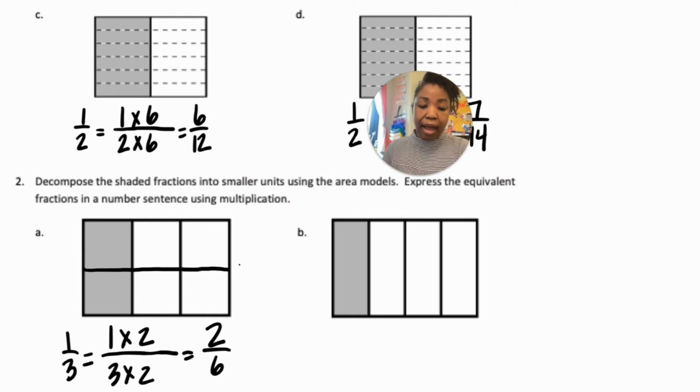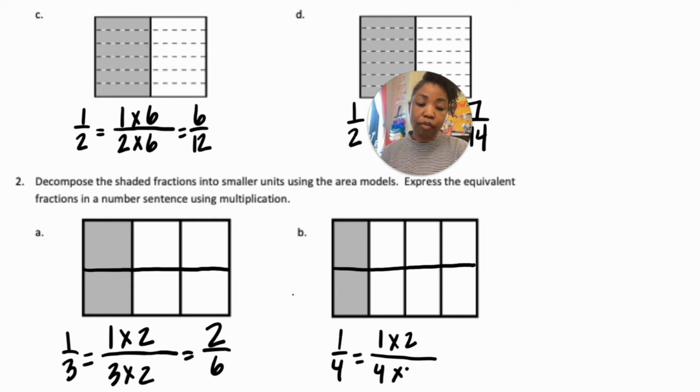For B, I have 1/4. I'm going to also do 2 rows. And you could do 3. I'm just choosing to do 2. You could do 4. You could do 15. But I'm doing 2. So this is 1/4 times 2. That's 1 times 2, 4 times 2. 2/8. So 1/4 is equal to 2/8.